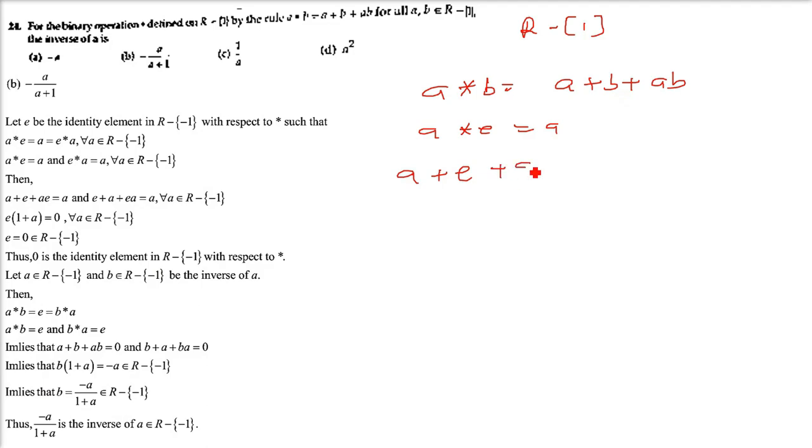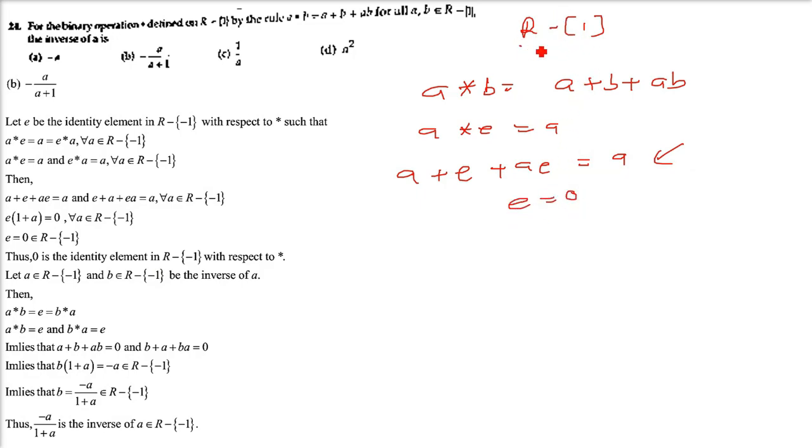For the binary operation star defined on R minus 1 by the rule, what is the rule? There, all real numbers except 1. A star B is equal to A plus B plus AB, for all A and B belonging to R minus 1. The inverse of A is, so for inverse you need the identity element. Let us see the identity element. If we operate A with that identity element, A should come. So A star E will be A plus E plus AE equals A. So same as the previous question, E is 0.